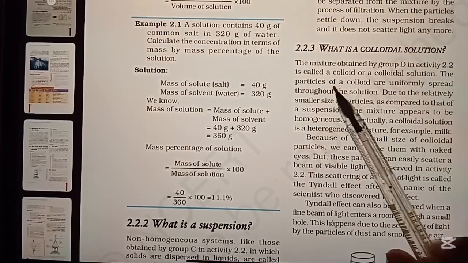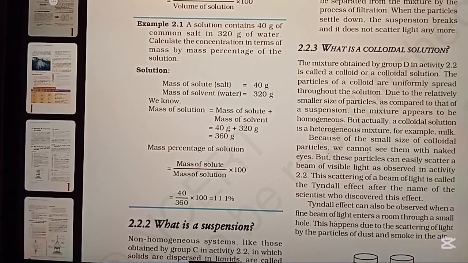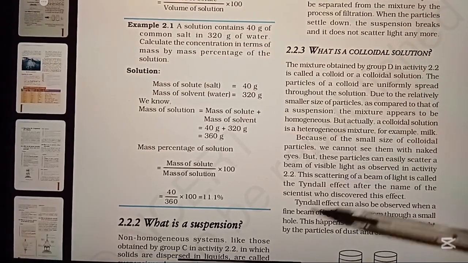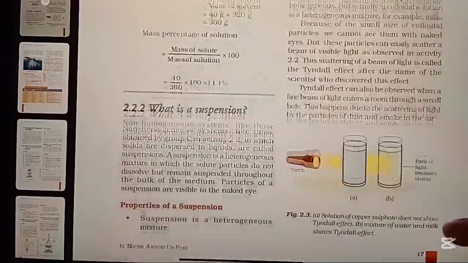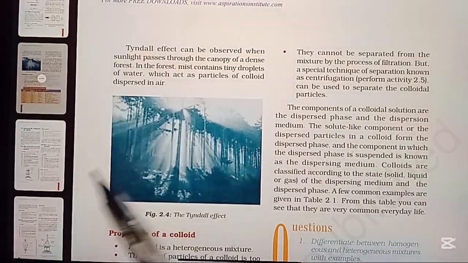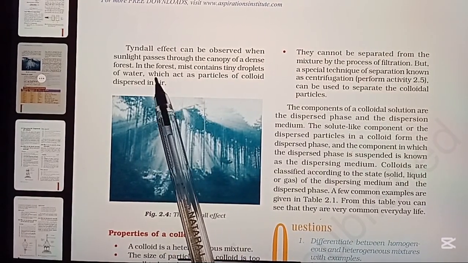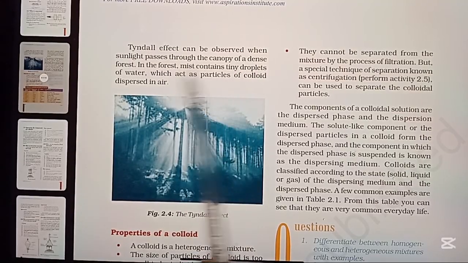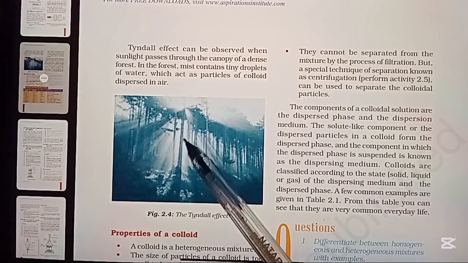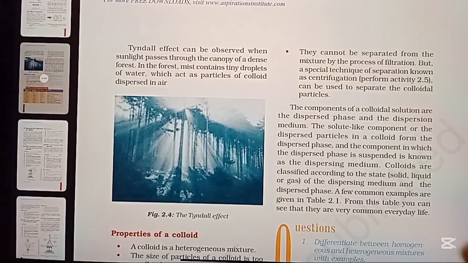Now what is a colloidal solution? So a colloidal solution is nothing but when the solute is scattered in the solvent in uniform composition. That is, the solute is not seen at the bottom. It is scattered throughout the solvent. It does not form a precipitate. So that is what basically a colloid is. Now an important example for this topic is the Tyndall effect. Tyndall effect is when sunlight passes through the canopy of a dense forest. So you can see, even though there are so many trees, light still makes way or takes a path between those trees. So this is the Tyndall effect, and this is also an important topic.